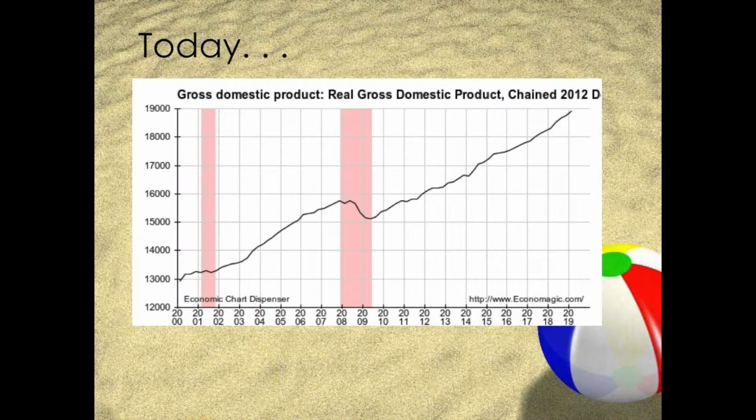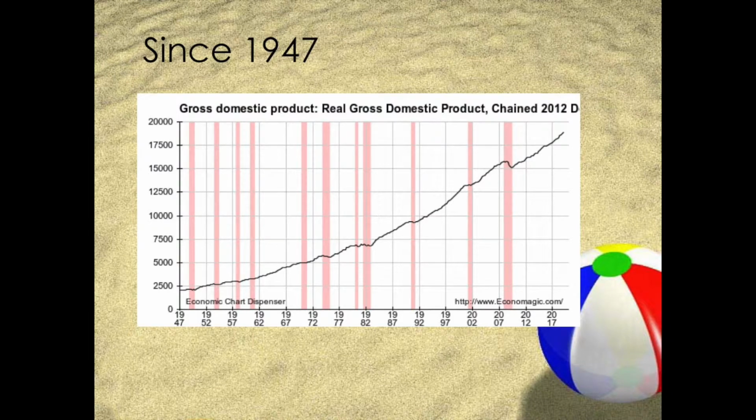Here's a graph of economic activity as measured by real GDP since 2000. You notice the 2 pink columns represent recessions. You may also notice that we're in the longest economic expansion in our country's history. Your gut is probably telling you we're past due for another downturn. In this graph going back to 1947, you can see that there have been 11 business cycles.